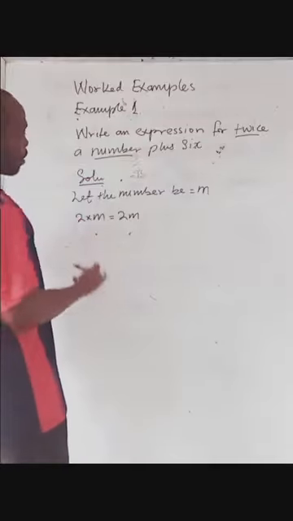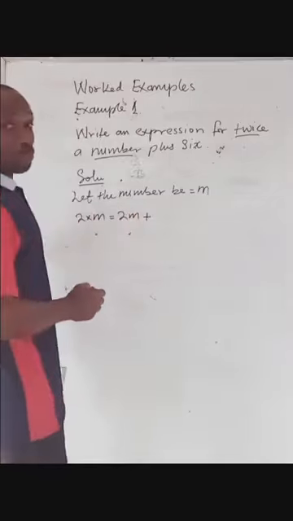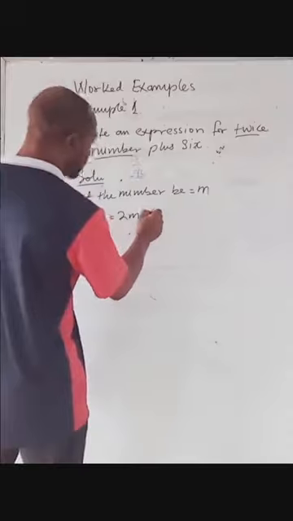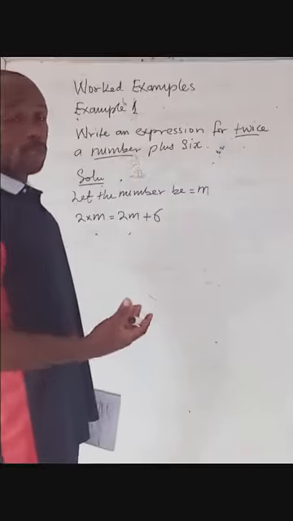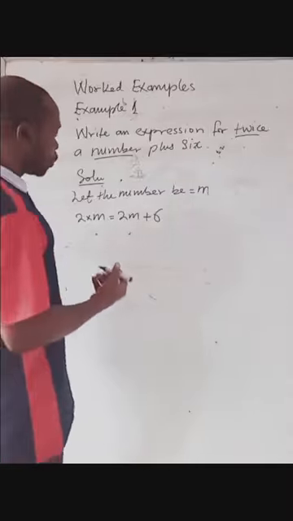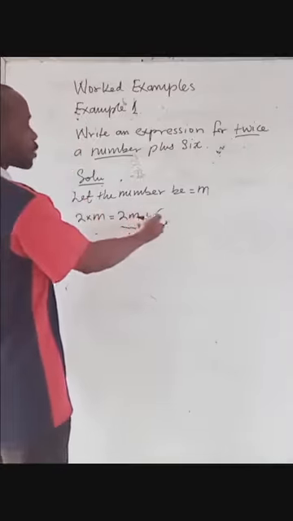So twice a number, we know it is 2m. Plus 6 is going to be the plus sign plus the constant 6. 6 is a constant because it stands alone. It's not multiplying any number. So this is an algebraic expression: 2m plus 6.